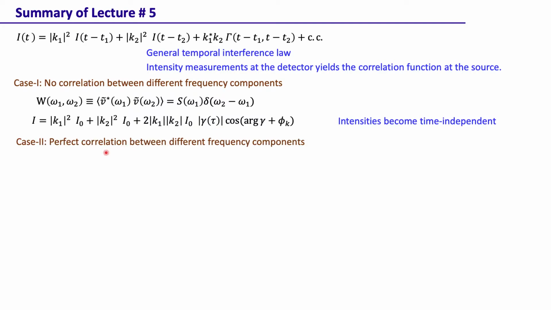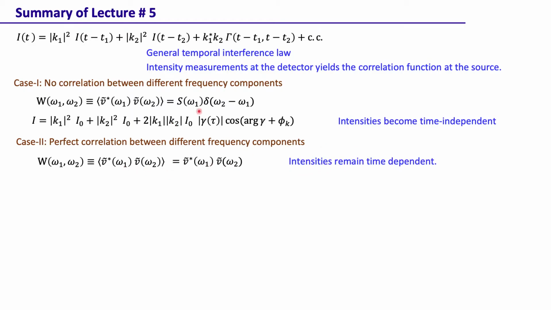The second case is when there is perfect correlation between different frequency components, and in this case the cross spectral density function, which is defined like this as an ensemble average, becomes the same as the quantity itself, because there is no randomness. Since it is a perfect correlation, there is no randomness at all, and hence the ensemble average is the same as the quantity inside. And in this case we saw that the intensities remain time dependent, but since there is a perfect correlation in frequency, there is perfect correlation in time, hence the degree of coherence in this case becomes unity.